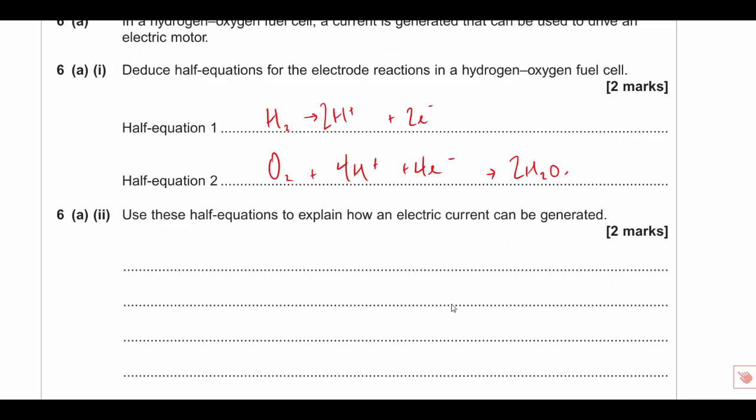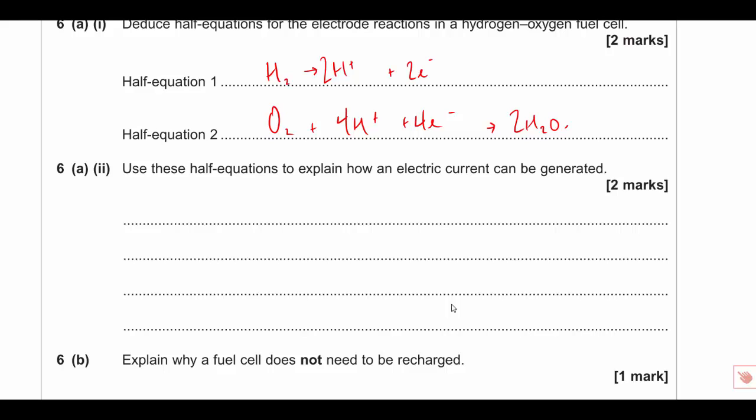Use these half equations to explain how an electric current can be generated. Well, this one produces electrons or releases electrons. So the hydrogen electrode, we'll say produces them, I suppose it does produce them, doesn't it? And the oxygen electrode accepts them. So we've got ultimately that flow of electrons, therefore, and that's our current there.